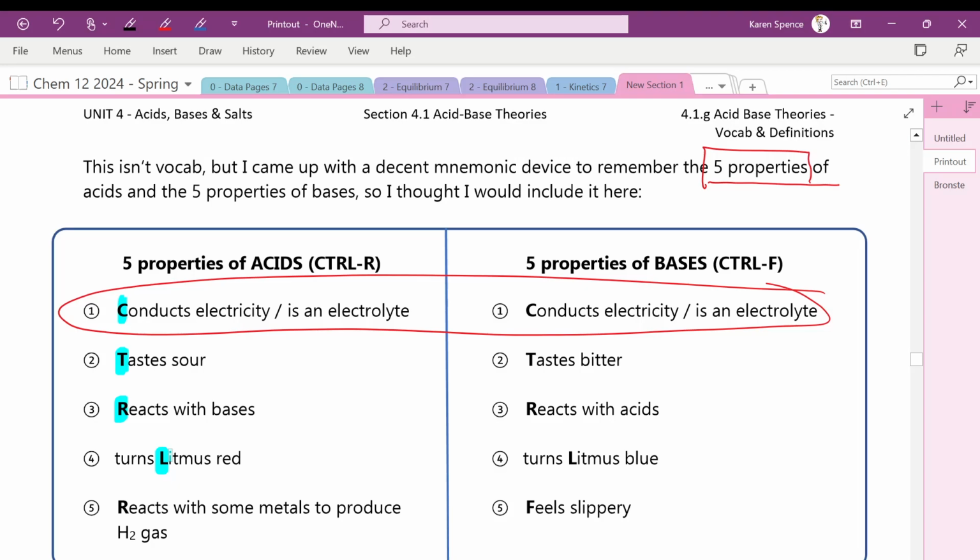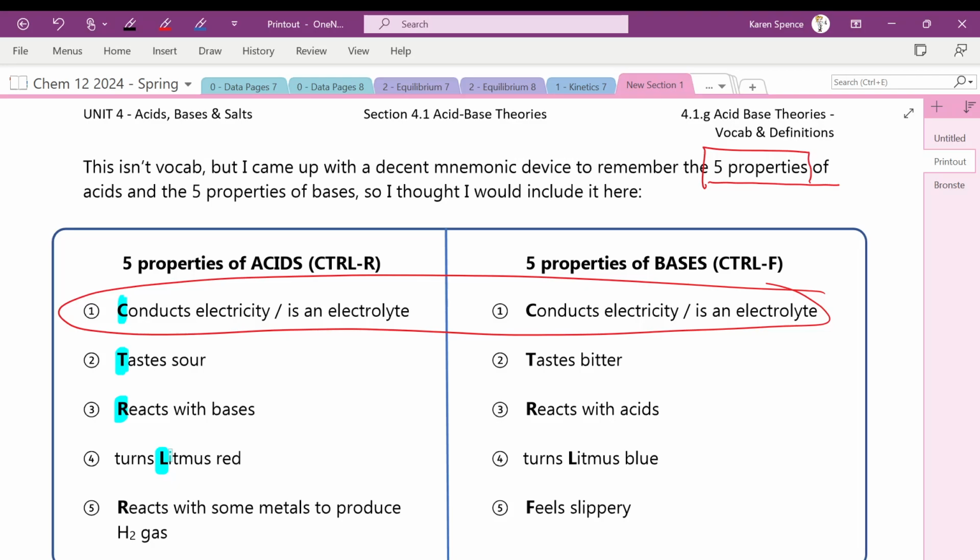All right, they both conduct electricity. They both have a taste. What's the taste of an acid? Sour. And the taste of a base is bitter. Acids react with bases, and bases react with acids. So good. And acid turns litmus red. If you want to think about it this way, what's going to happen to your skin if you get acid on it? What color is it going to turn? Red, right? Because it'll burn you. Okay, it'll give you an acid burn. So what color does it turn litmus? It turns litmus red.